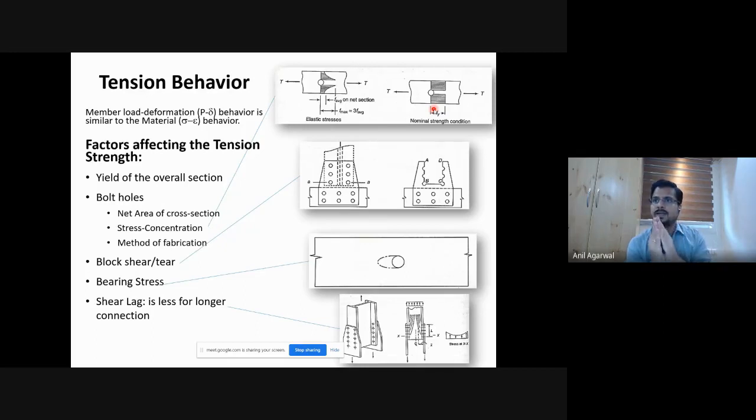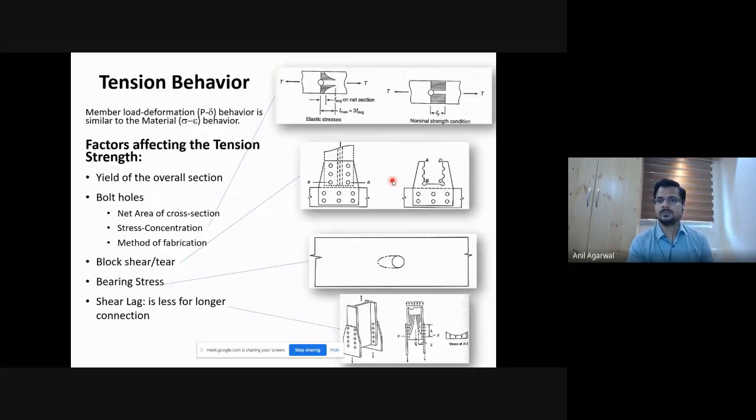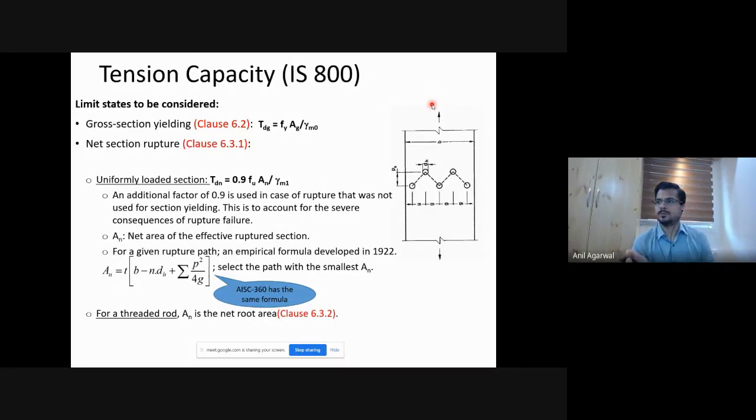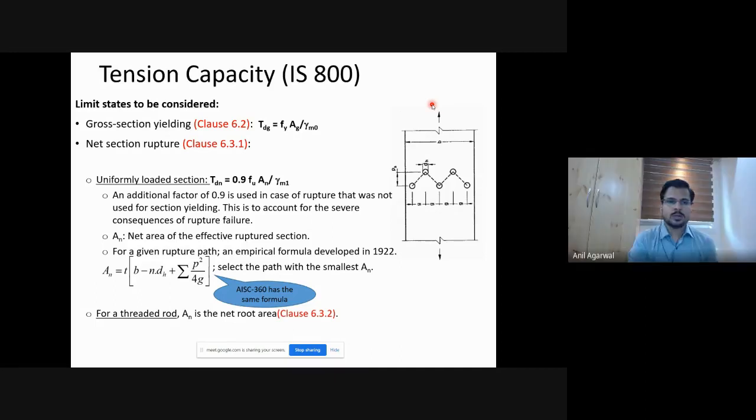We don't want the net section to rupture, so that is a limit state, and there are formulae given for that. But we allow the net section to yield, and therefore there is no formula given for that. So let the net section yield. That is the philosophy. I hope it's clearer now. Yes, sir. Okay, good.